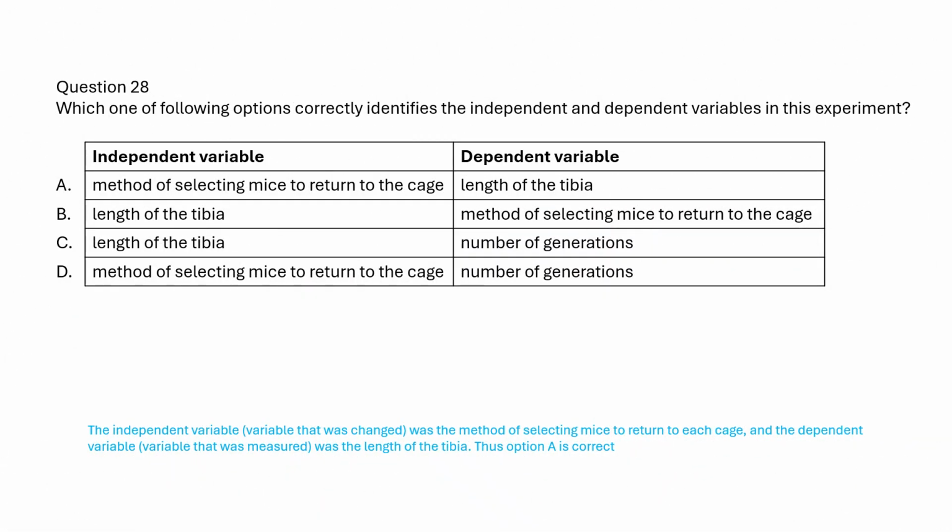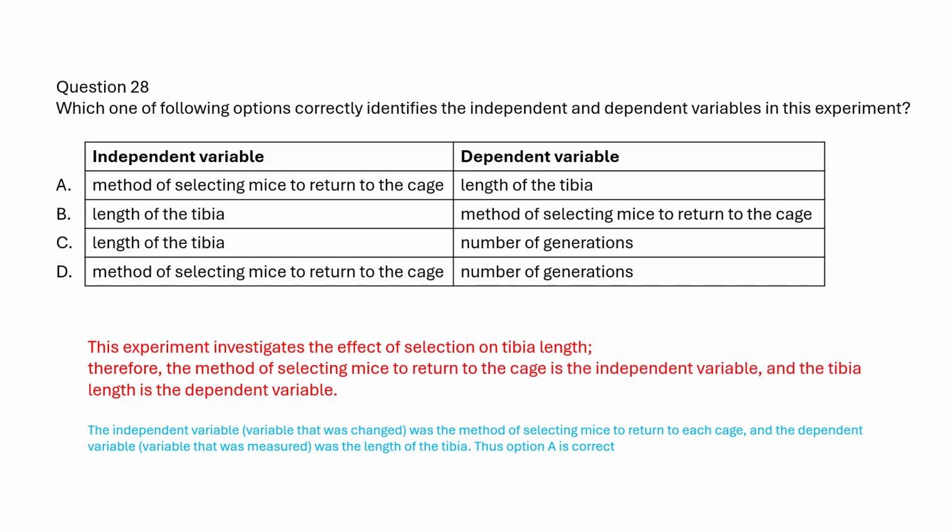This experiment investigates the effect of selection on tibia length. Therefore, the method of selecting mice to return to the cage is the independent variable, and the tibia length is the dependent variable.